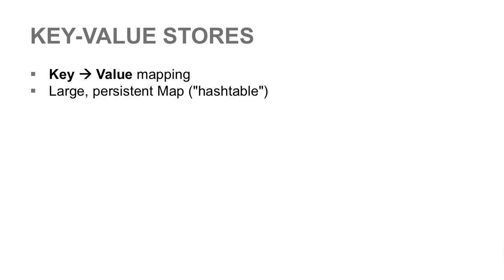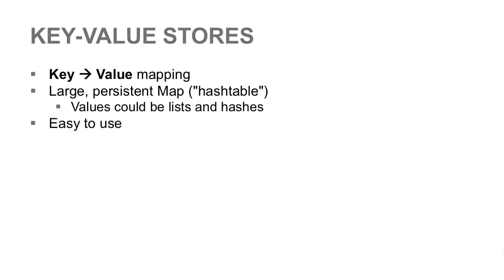Let's see now the key value stores. Key value stores have a simple data model. It consists of a mapping between the key and value. You can think of them as large persistent maps or hash tables. And the values that we have can be lists, they can be hashes. Usually such stores don't have particular preference what is the value, so we have a lot of flexibility. Their APIs tend to be simple and they tend to be very easy to use. Because of their simple data model, they can also scale very well.